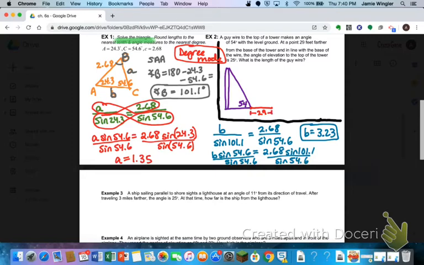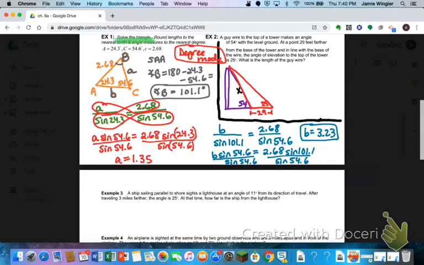And in line with the base of the wire, the angle of elevation, so I'm looking up, to the top of the tower is 25. What is the length of the wire? Well, remember my wire was back over here. So now what I'm going to do to find X is I have to realize that I need to use the red triangle, which is the triangle on the right, and I'm going to have to find some missing parts.